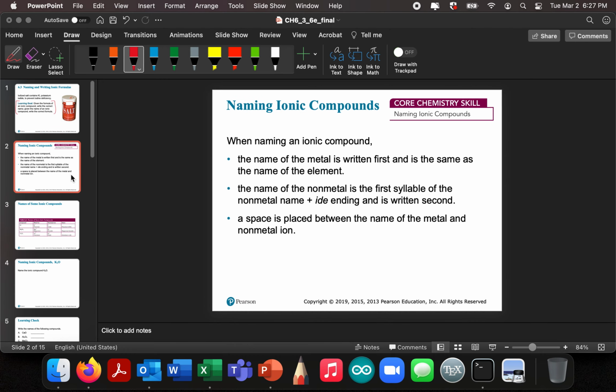When naming an ionic compound, the name of the metal is written first, and it's the same as the name of the element. We're sort of already ready for that. The name of the nonmetal is given second, and we change the ending to "ide." And we put a space between the name of the metal and the nonmetal.